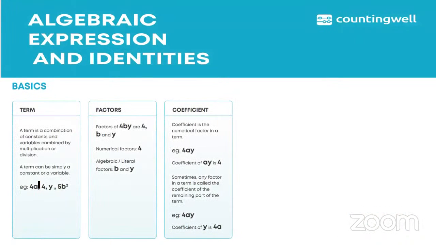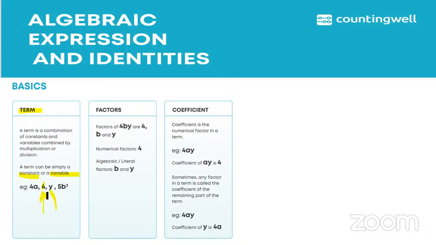Now let us see some basics from the chapter Algebraic Expressions and Identities. Let us see what is a term. A term is nothing but a combination of constants and variables combined by multiplication or division. A term can be simply a constant or a variable. So whenever I say 4, it is a constant. So this is also a term.